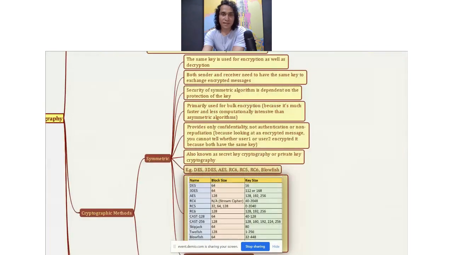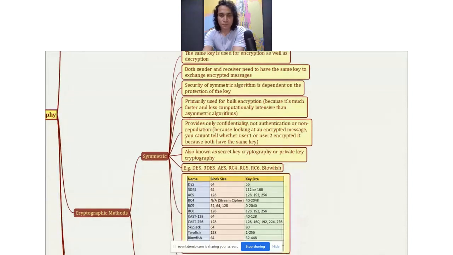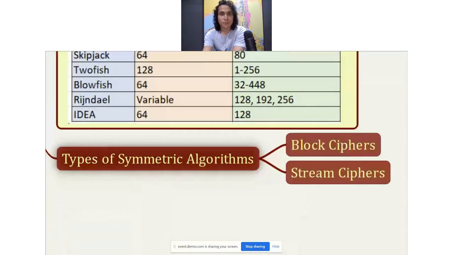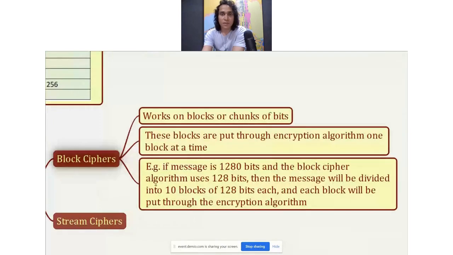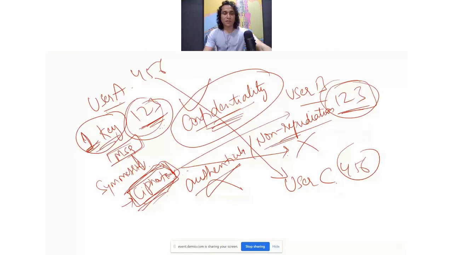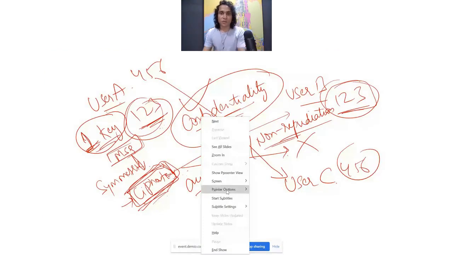Okay. And then there is this chart here for reference purposes, which tells you the block size of each of these encryptions and the key size that they use. I'll explain block in just a few moments. Okay. So that is symmetric encryption. Now there are two types of symmetric algorithms. First one is a block cipher and the second one is a stream cipher. So first one is a block cipher. Now what is a block cipher? Let's go back to the drawing board.